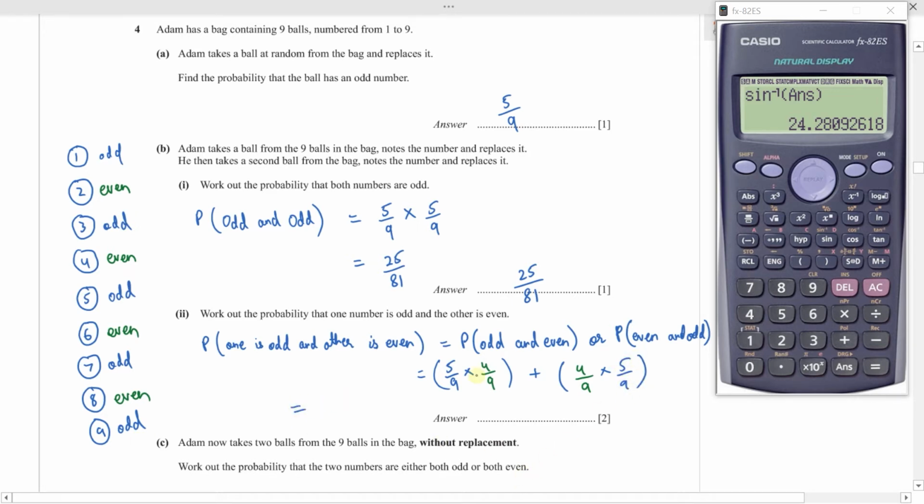So now you will calculate this. This will be 20 over 81 plus 20 over 81. So this will be 40 over 81. So this is the probability that you pick two balls with replacement and you get one odd and the other even. So you could get this by this combination: your first one is odd, second one is even, or this combination where your first one is even and the second one is odd. So the probability is 40 over 81.